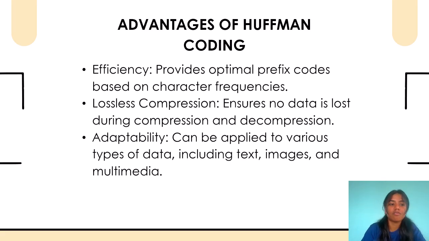Now, advantages of Huffman coding. Huffman coding has three main strengths. Efficiency: it provides optimal prefix codes. Lossless: no data is lost during compression. Versatility: it works for text, images, and even sound files.